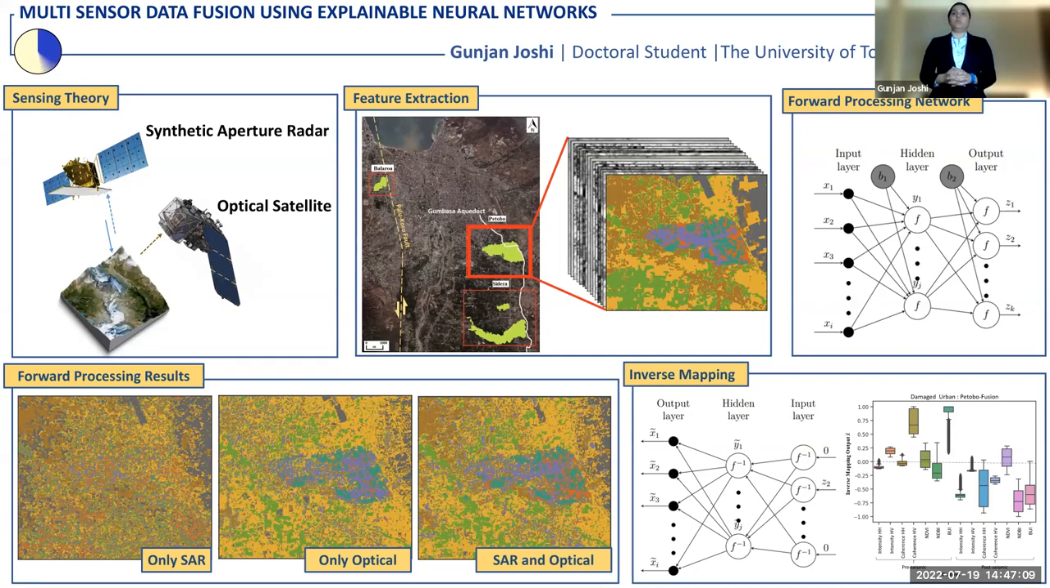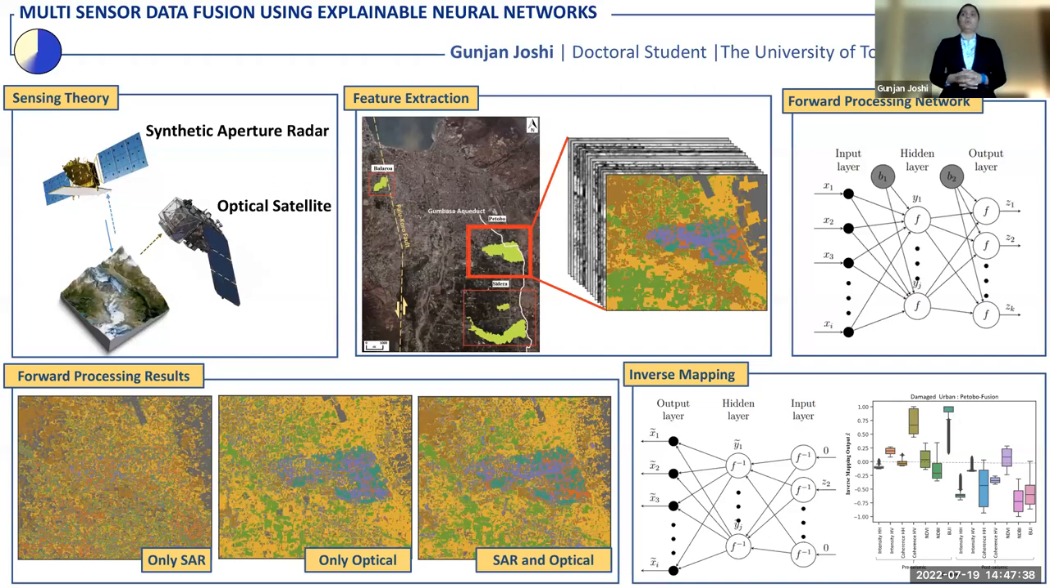In our work, first, we use these two sensors to map the damages of the 2018 Palu earthquake in Indonesia. We extract various relevant features from these sensors and feed them pixel by pixel to our proposed neural network. Our neural network estimates which land type each pixel belongs to. From the classification results, we can observe that the estimation accuracy increases when the data from the two sensors are combined.